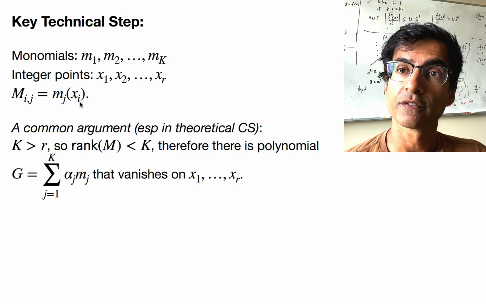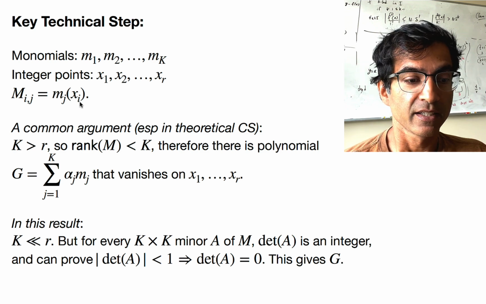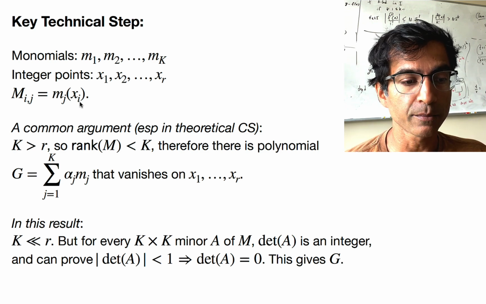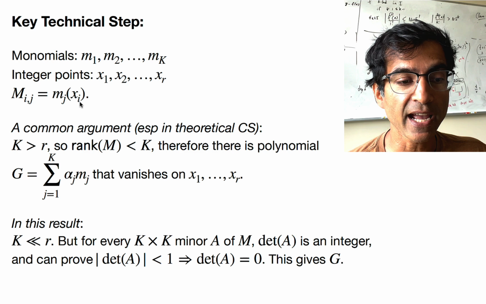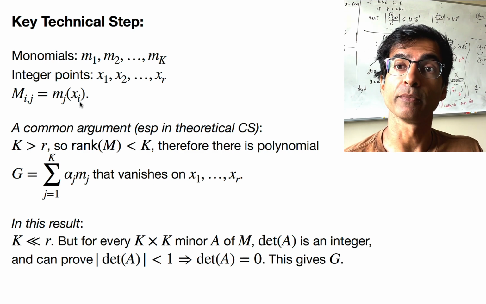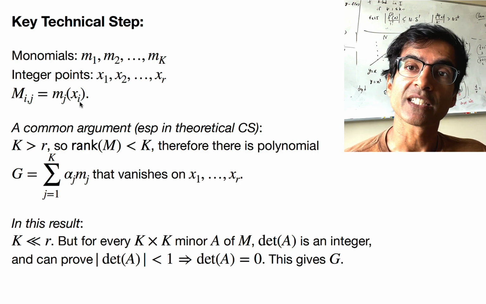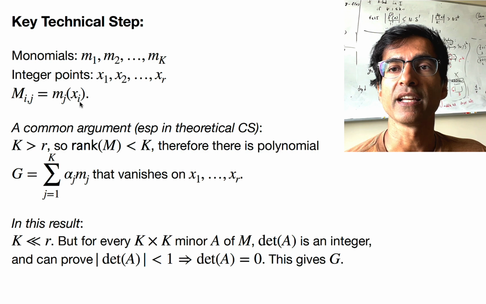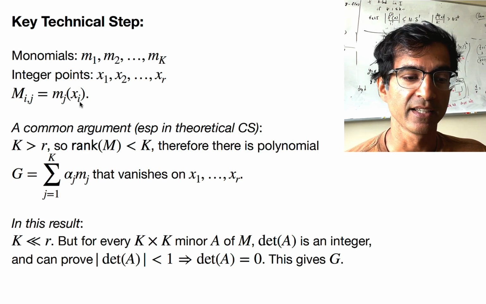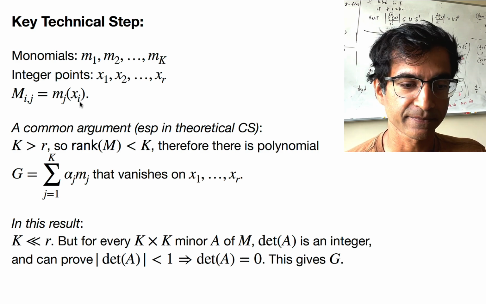In this proof, we're in a similar situation, but the proof does something very brilliant. During the proof, we'll encounter the same kind of situation, but we will not have that the number of monomials is bigger than the number of points. In fact, the number of points could be much bigger than the number of monomials. But we'll achieve the same thing. We'll find a polynomial that vanishes on all the points, and to do that, we'll again prove that the rank of the matrix is less than the number of monomials.